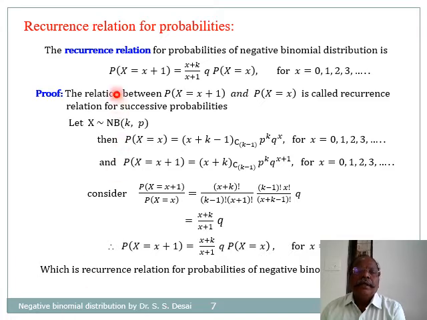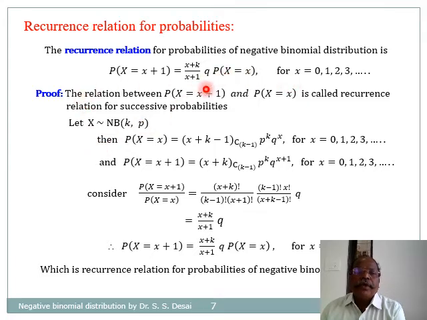So this is a recurrence relation for probabilities of negative binomial distribution. It is given by probability that X is equal to x plus 1 equals (x+k) divided by (x+1) into q into probability that X is equal to x.